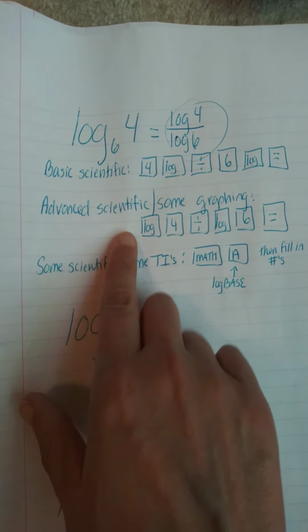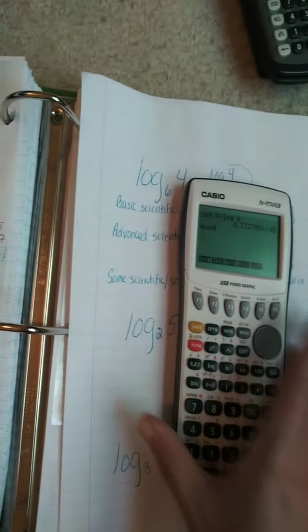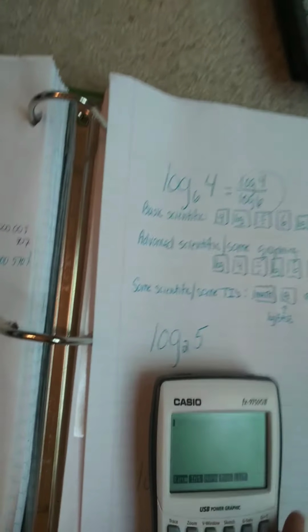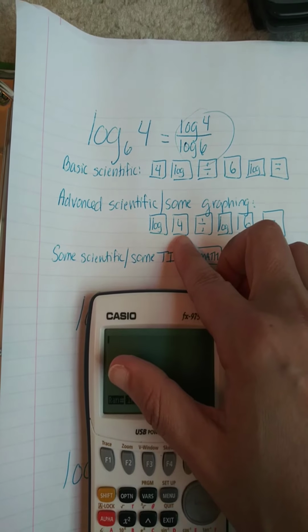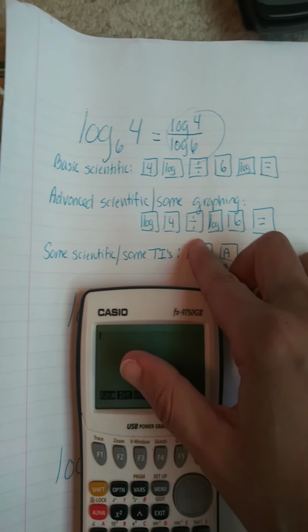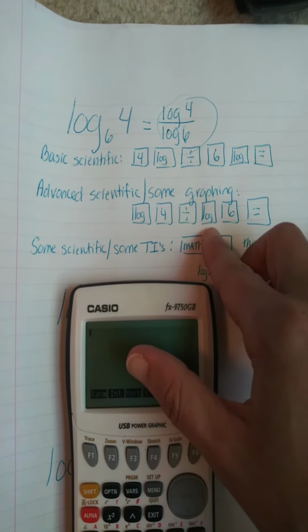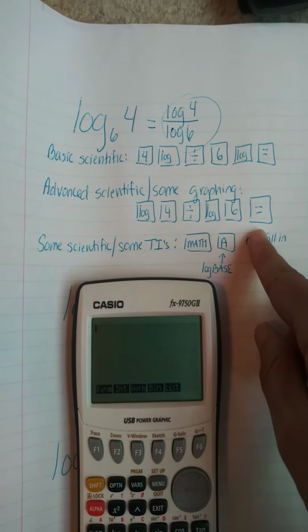Now, next one is more advanced scientific calculators and some graphing calculators. Okay, they are going to work a little bit differently. So these ones, you're going to enter the log and then the number. So if you want log of 4, you would just hit log and then the 4, then the divided by, and then the log of the 6. And then you also need to hit equal or enter when you're done.